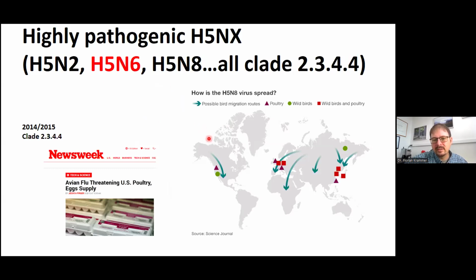And at some point, these viruses actually made it to North America for the first time ever. And that was in 2014, 2015. And we didn't have human infections back then, but a lot of poultry operations were affected, and actually egg prices went up during that year. But the virus wasn't very fit, and it actually disappeared from the wild bird population in North America within a year.